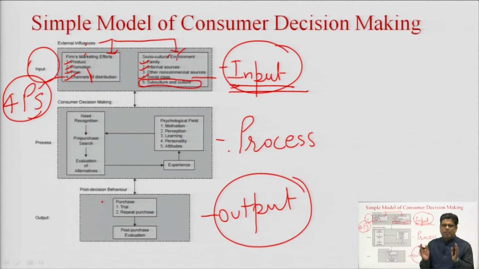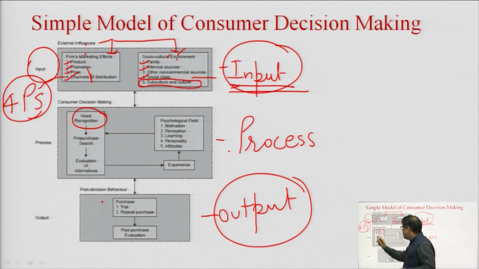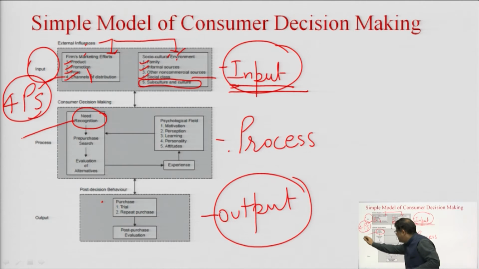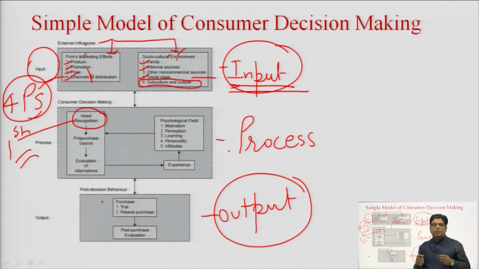Now, let us talk about the process itself. What are the steps involved in the consumer's purchase process? The first step that is involved here is need recognition. Need recognition is the first step, because if there is no need which is recognized to buy a particular product or service, the customer will never buy it.